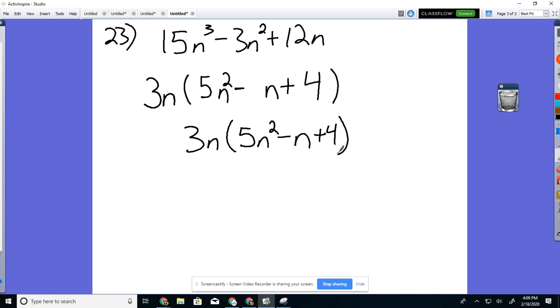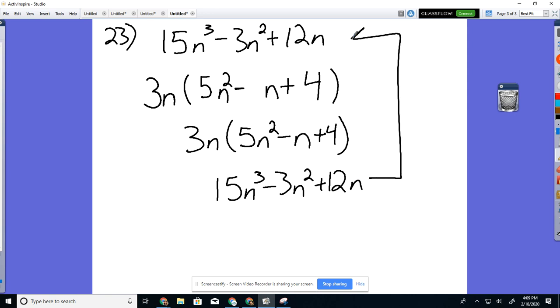If I wanted to triple check, I could just distribute this out. 3 times 5 is 15. N times n squared is n cubed. 3n times a negative n gives me a negative 3n squared. 3n times a positive 4 is a positive 12n. I compare this to this. They are the same thing, and my answer checks out.